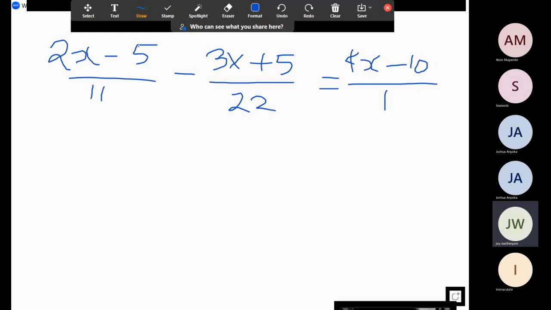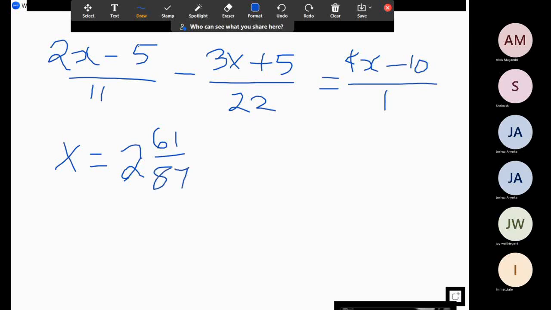Joy, where are you? X is equals to 261 over 87. Joy has the answer, a solution for x is 2 61 over 87. 61 over 87, eh? Yes. Good. We give another 1 minute for another person to clear. Immaculate's microphone is not working. I want us to work out this one and then we stop there.